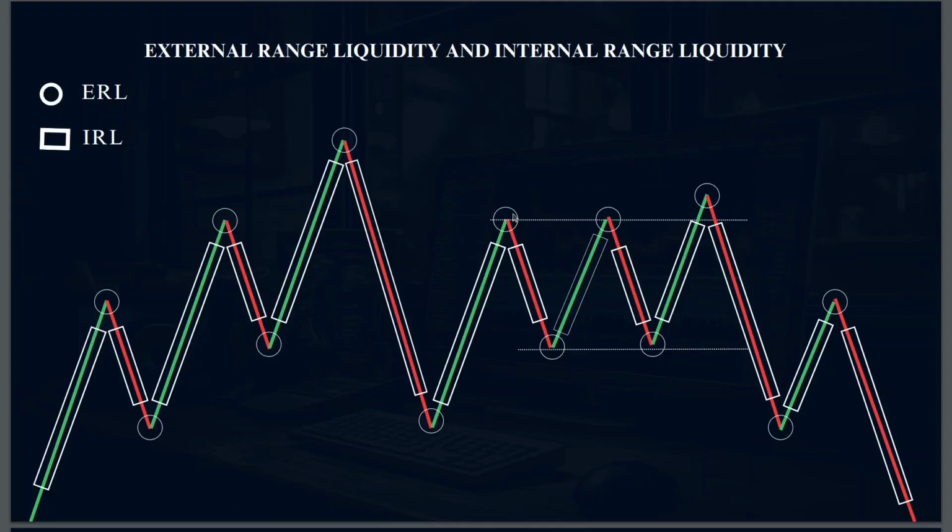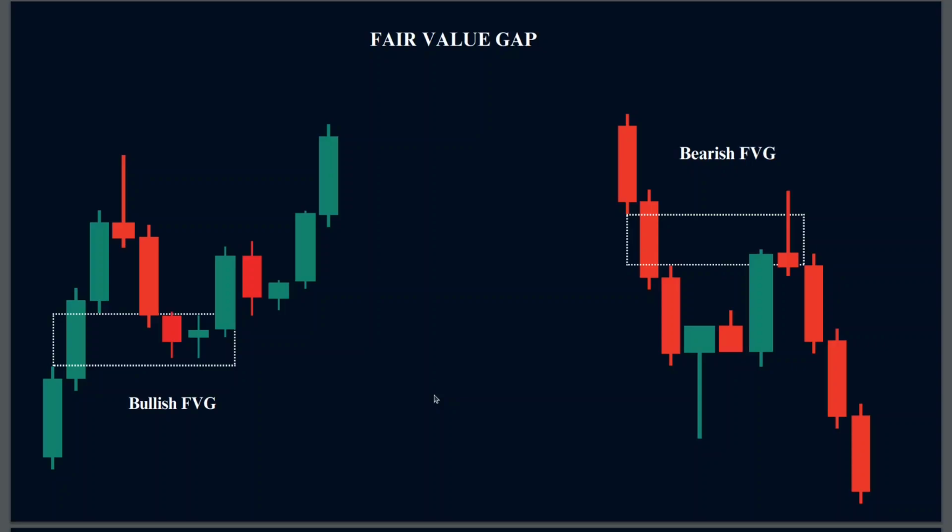So now we must have understood this external liquidity, which is normally in our swing highs and swing lows. Let's go into further discussion on internal range liquidity. In internal range liquidity, we have some kind of imbalance in the form of a fair value gap. What is a fair value gap? A fair value gap is a three-candle pattern.